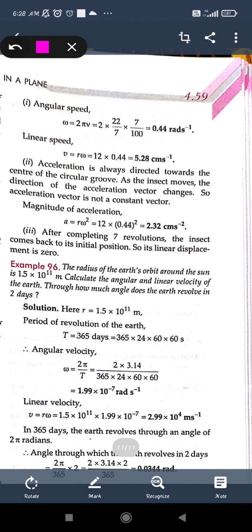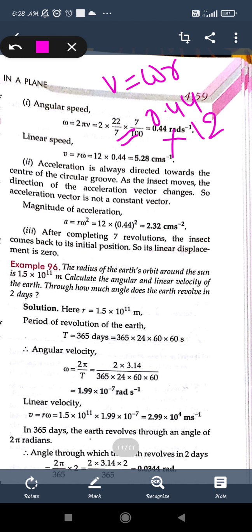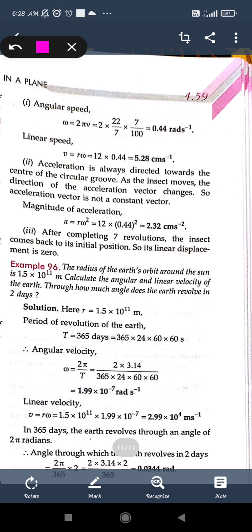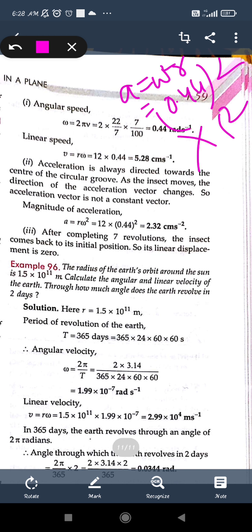And again we have to find linear speed. If we have the angular speed, we can write v is equal to omega r, which is equal to omega, which we have now found as 0.44, and the value of r, that is the radius, was given as 12 centimeters. On multiplying both, we will get the linear speed or linear velocity. Similarly, acceleration, that is a, is equal to omega square r. Omega's value was 0.44, its square, and the radius is 12. On multiplying this, we will get the value of acceleration.